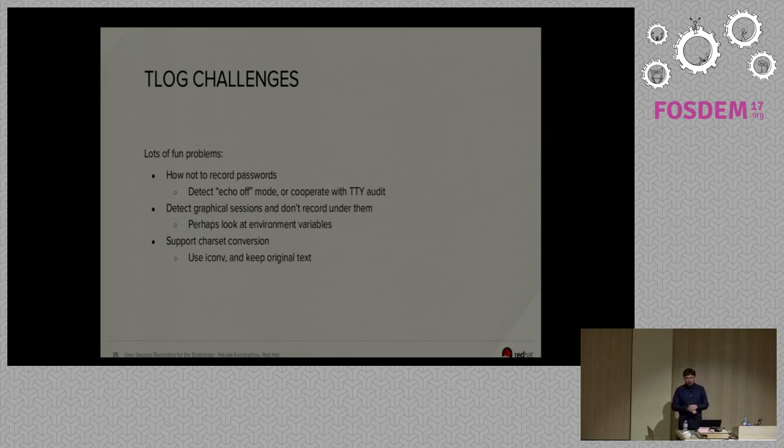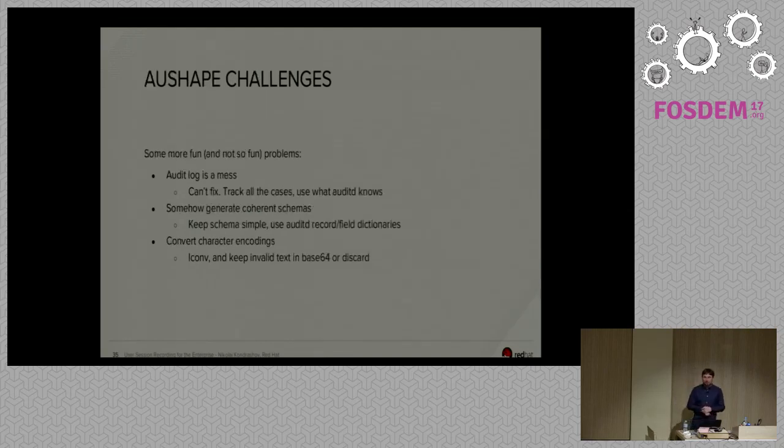So for OShape, there is a problem in that the audit log is a big mess. Nobody knows what can appear there, exactly, even audit developers. They have a long history, and even the audit developers are not able to reproduce some events that are supposed to happen. And we somehow need to make a schema that will be reliable, so people can parse it and can actually use it. And again, the character encoding conversion.